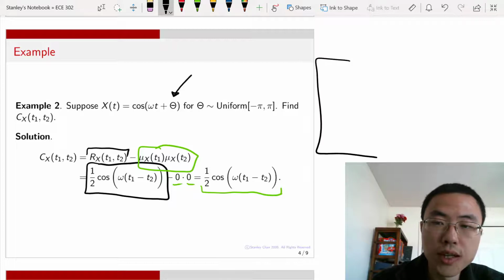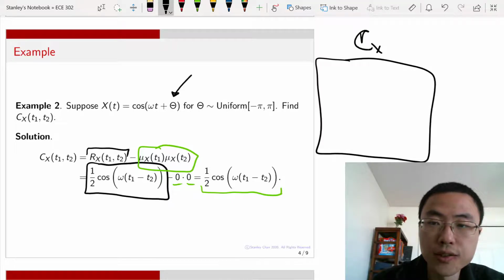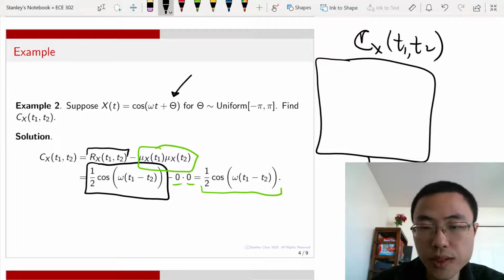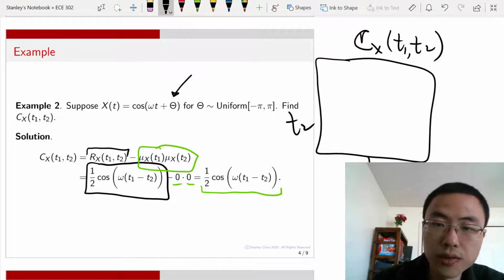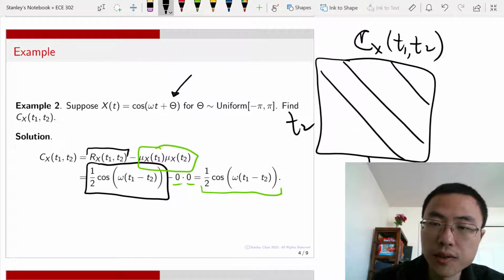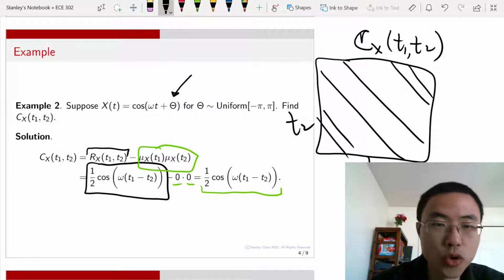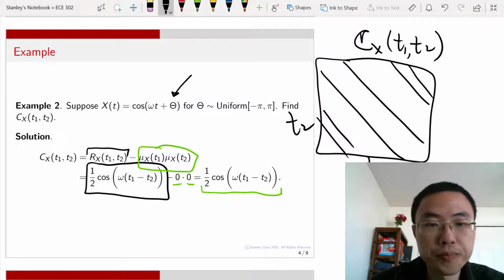So if you draw the diagram, this is Cx of t1 and t2. You have t1 here, you have t2 here. You should have the same band structure as the autocorrelation function. So this is a Toeplitz structure.